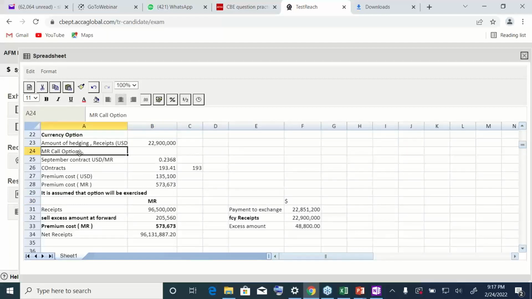If it is a call option, that means you will receive home currency. If it is a put option, that means you will be paying the home currency. So MR call means you will receive MR. I have written 193. We have booked 193 contracts. Each contract has a size of 500,000. 193 into 500,000, so that means I will be receiving 96.5 million.